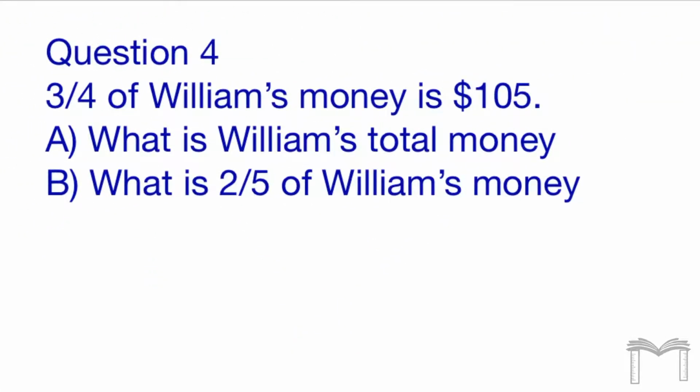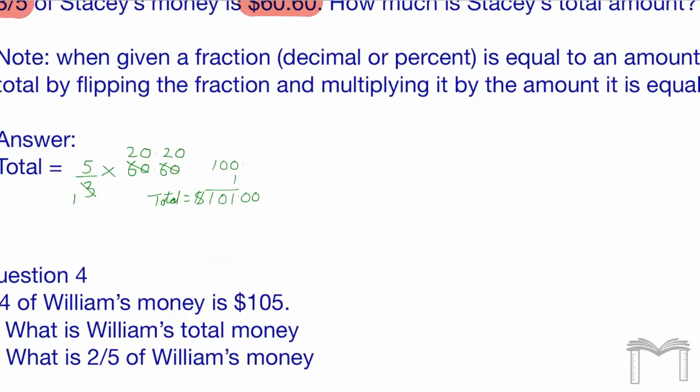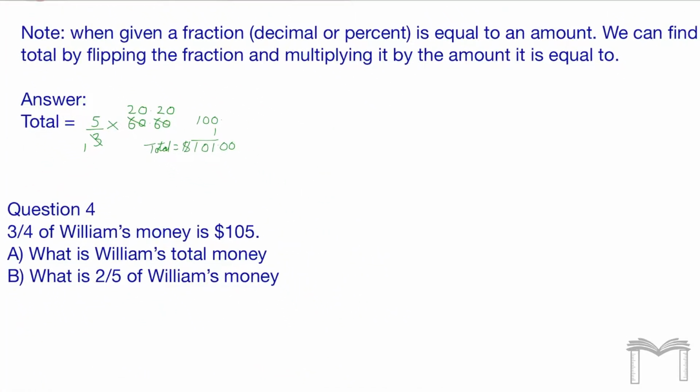Question 4, which is similar. 3/4 of William's money is $105. What is William's total money? Part B, what is 2/5 of William's money? So again, a reminder of what we just read here. When given a fraction that is equal to an amount, we can find the total by flipping the fraction and multiplying it by the amount it is equal to.